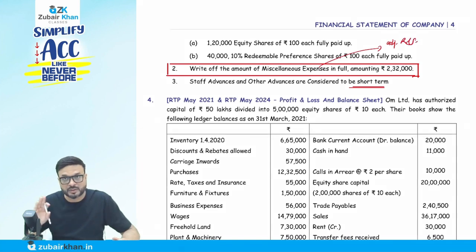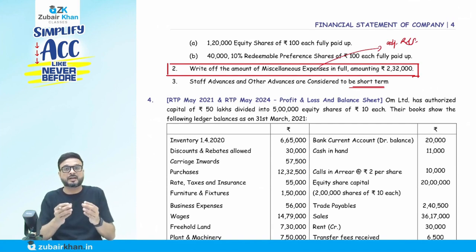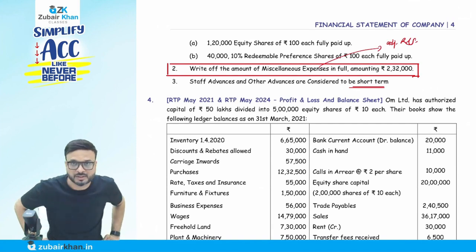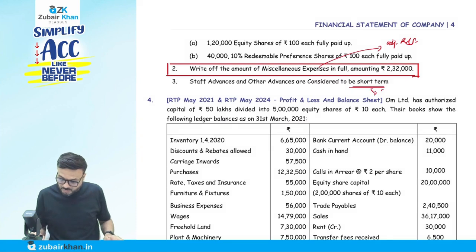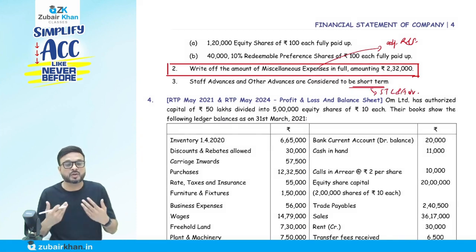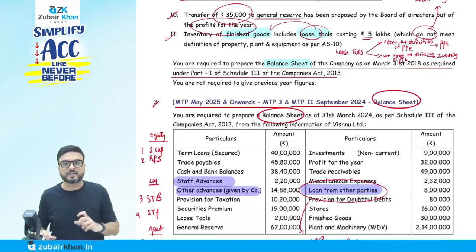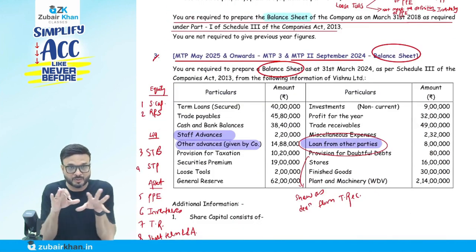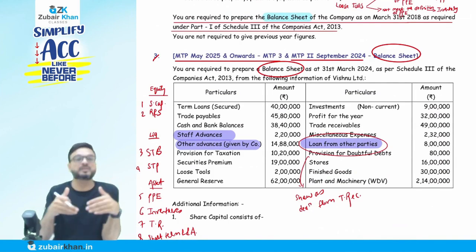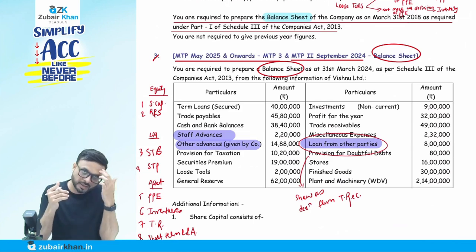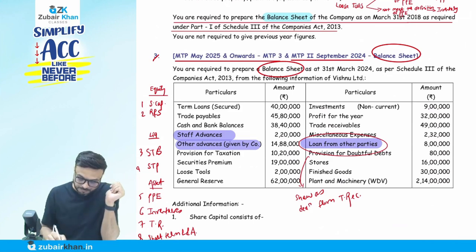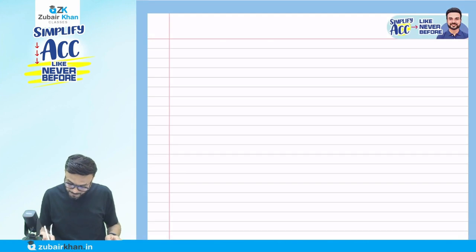So reserve and surplus we already made, and they say the staff advance and other advances are considered short term. It is mentioned that it's a short term loan and advances. They have not given us the trial balance properly. They have given the items of trial balance only, but they have not mentioned debit balance or credit balance. We have to judge whether it's a debit balance or credit balance. Simple.